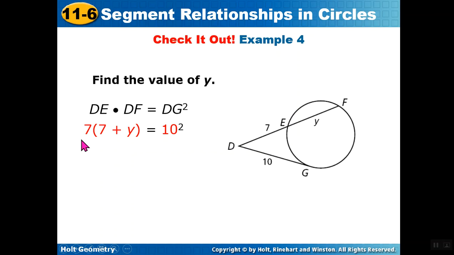Now, we could move this 7 to the other side by dividing, but this is not a good idea here because 7 is not a factor of 10 squared. 10 squared is 100, and 7 is not a factor of it. If we divide, we will have a fraction, so it won't be a good idea. So we do the distributive property: 7 times 7 plus 7 times y, which is equal to 100. Now move the 49 to the other side by subtraction. Divide by 7 to get y equal to 7 and 2 over 7. Only this one we want to find.